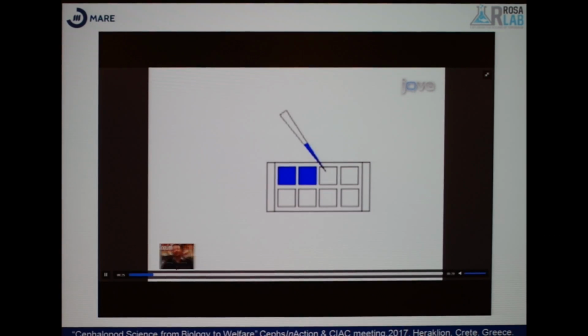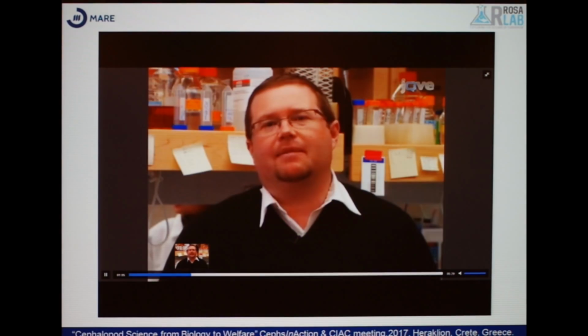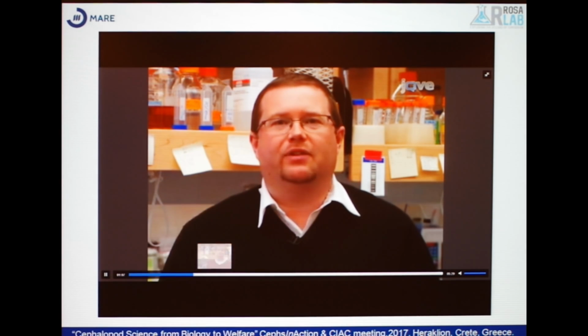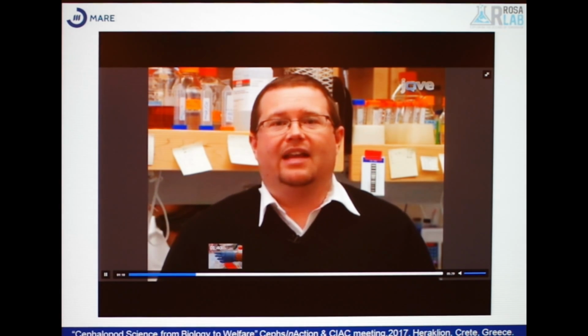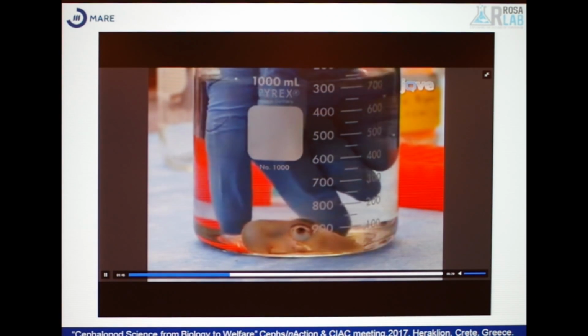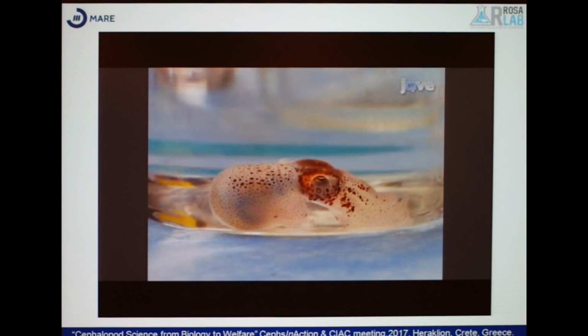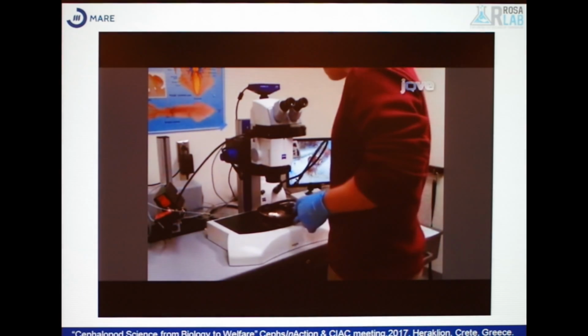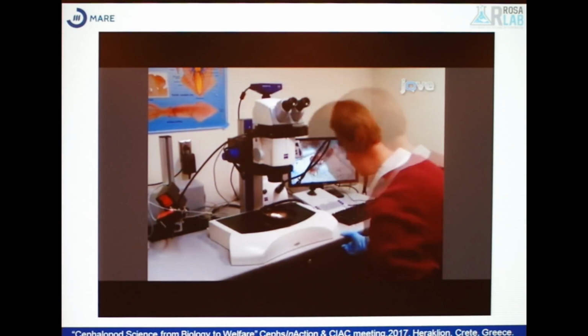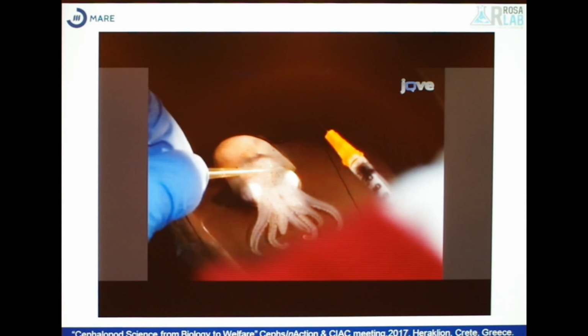So this is me skipping the video, so you're not here for 5 minutes. This is the anesthetic part. I believe they did it with 2% ethanol. You can see the coloration starting to go down. Then they retrieve the hemolymph from the main cephalic aorta vessel.